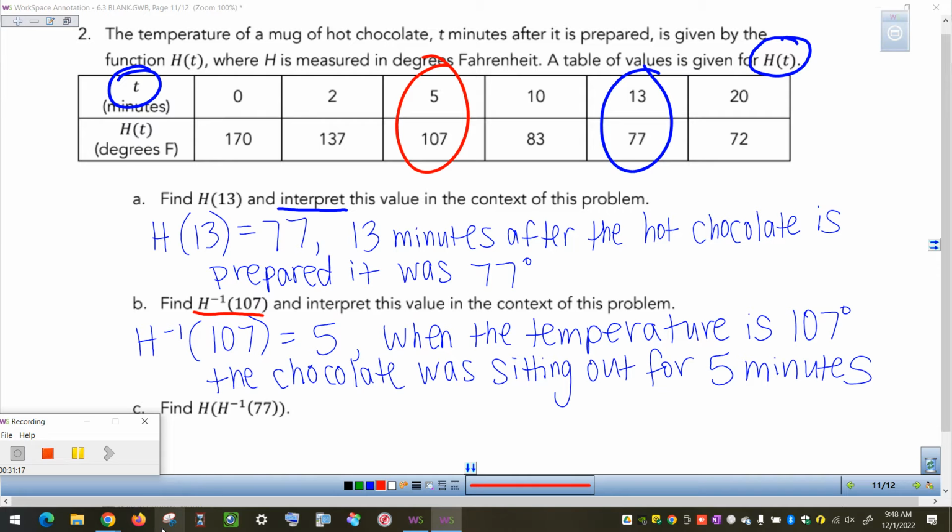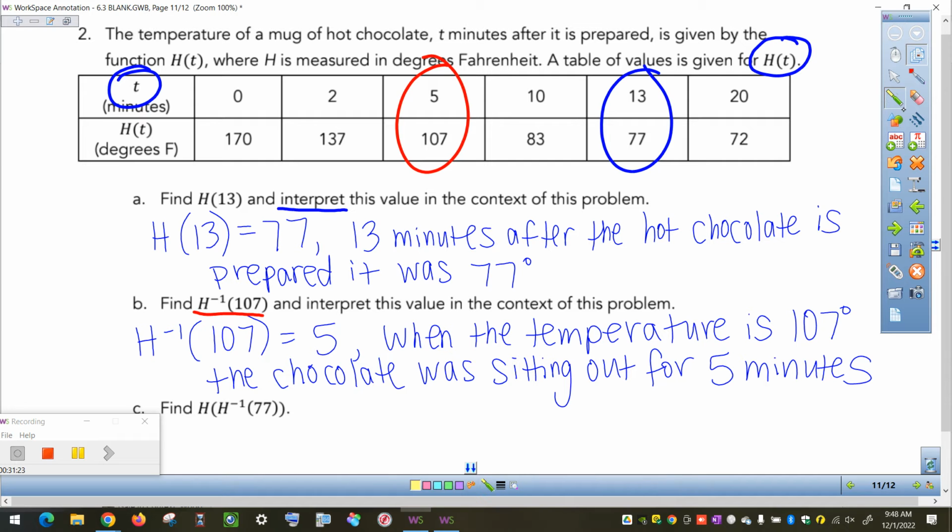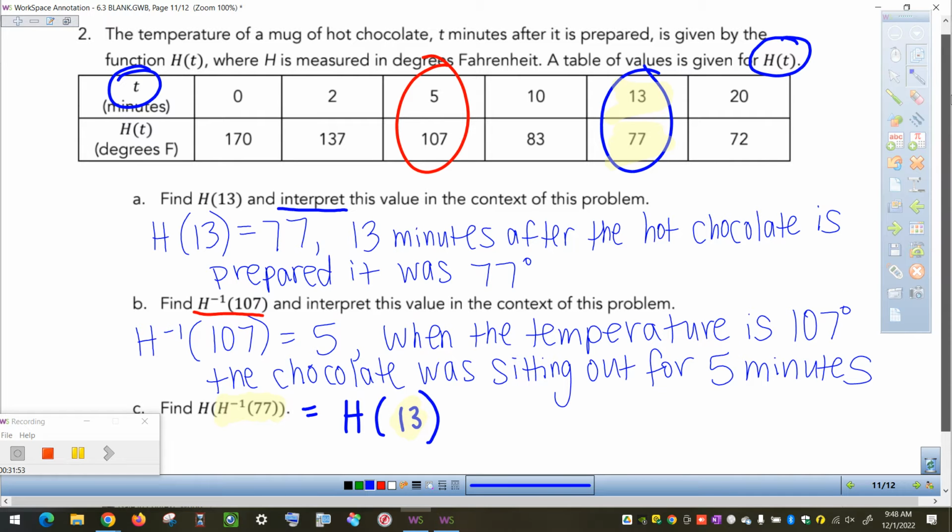Okay, so we're finding h of h inverse of 77. So it's a composition, because there's two ofs, a function of another function. Let's think about starting on the inside. So h inverse of 77. Well, 77 is going to represent a temperature. Working backwards, we can see that that is equal to 13, because it was 13 minutes when it was 77 degrees. Okay, so we just evaluated the little inside part. That was equal to 13.